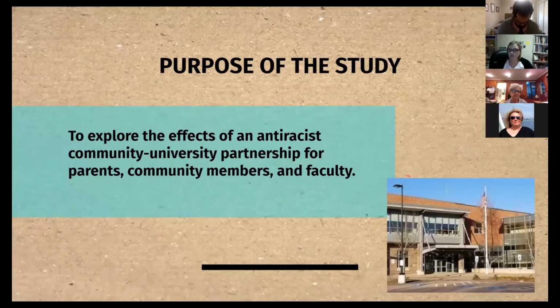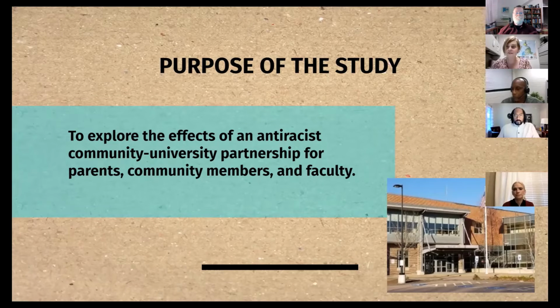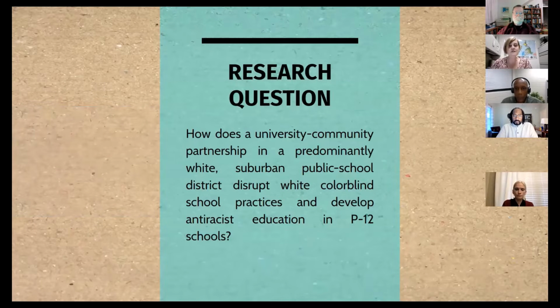So Kevin and I are participants, as you can tell, in this partnership, and we decided also to research it as we've been experiencing it. So the purpose of our study as both participants and researchers is to explore the effects of the partnership with which we're involved, and to think about those effects in terms of parents, community members, and faculty as well. Our research question on the next slide, please, is how does a university community partnership in a predominantly white suburban public school district disrupt white colorblind school practices and develop anti-racist education in P-12 schools? And I'm going to pass off now to Kevin.